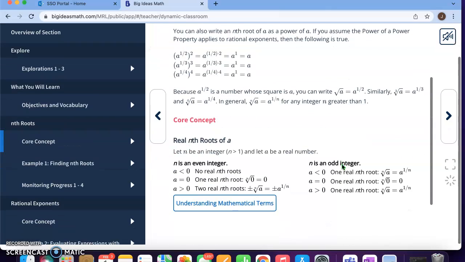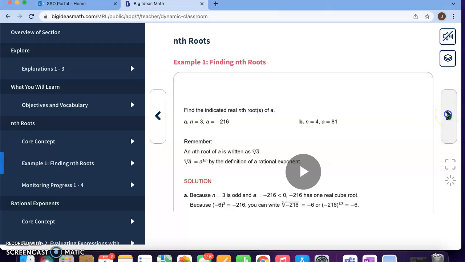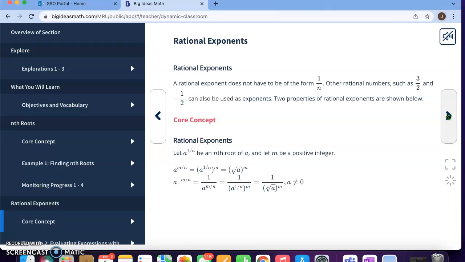The a is the number underneath, and there's some other terms there, but we can figure out if it's an odd or even integer. We'll go through that in class. I'm also going to show you how to have the calculator do it for you. But for right now, we're going to go back and forth between rational exponents and how to write them.